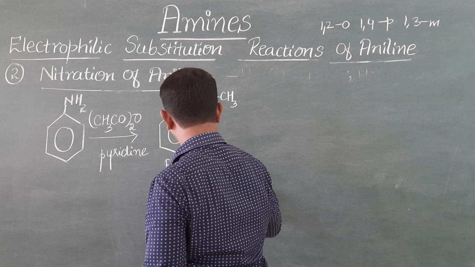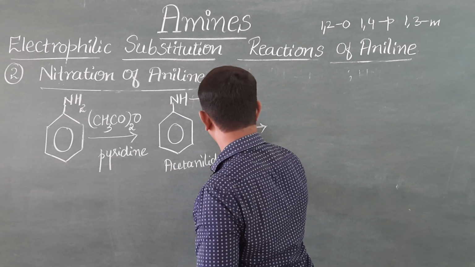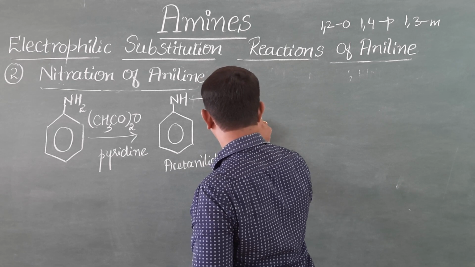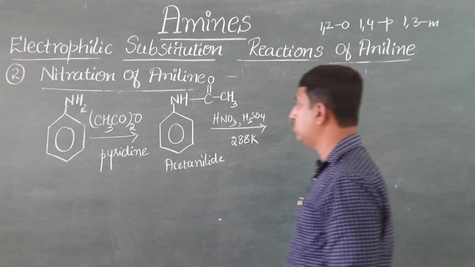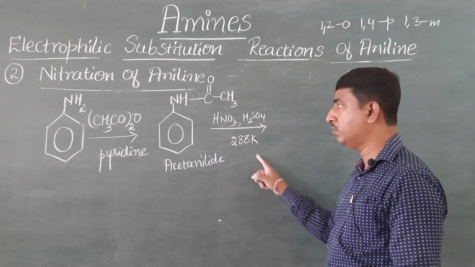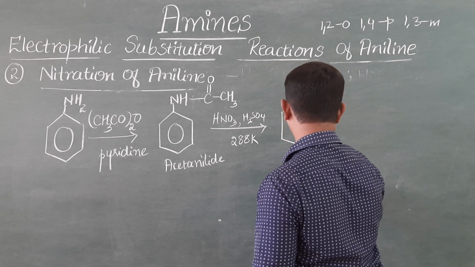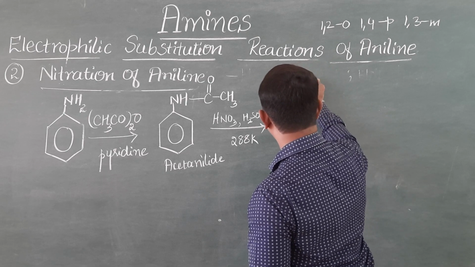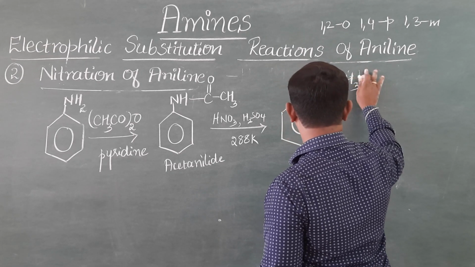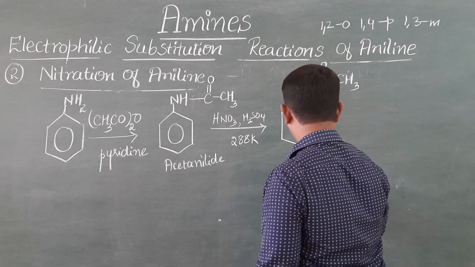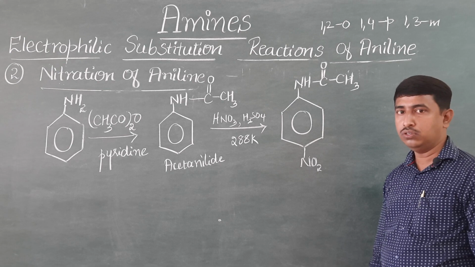Next step, nitration by adding nitric acid and sulfuric acid at a temperature of 288 Kelvin. Now, nitration occurs. This group remains as it is. This is a slightly deactivating group. So, nitration occurs at the para position because it is more stable compared to ortho.